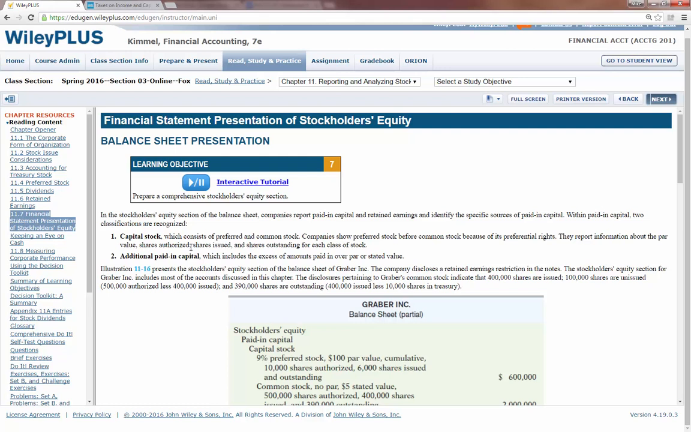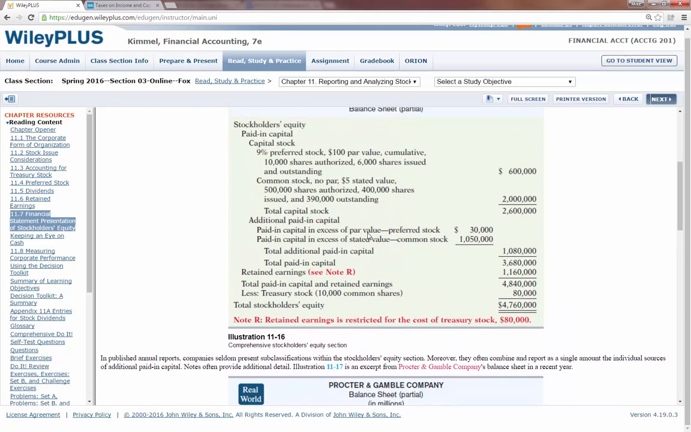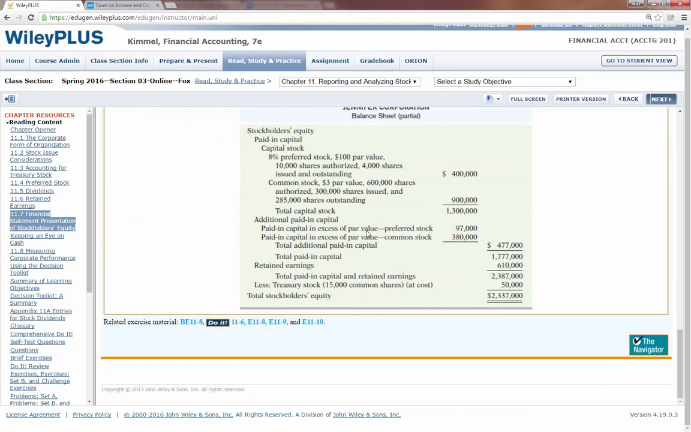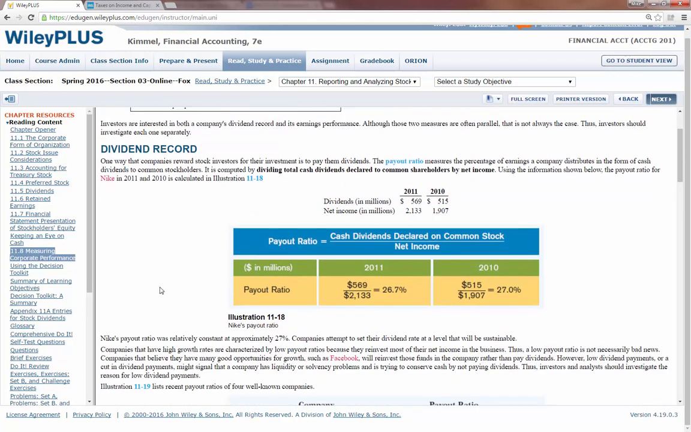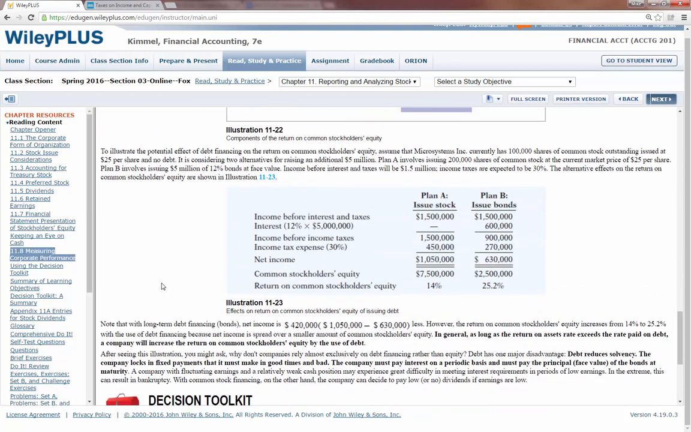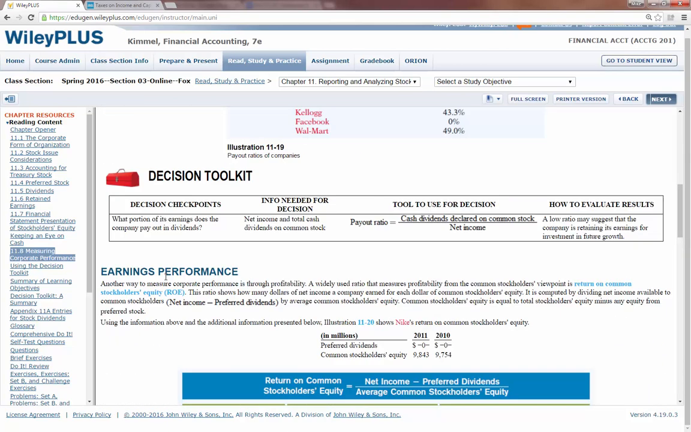All right. Again, balance sheet presentation. They want you to understand how all of this stock looks on the balance sheet in the stockholders' equity section. So you got to know how to do that yourself. And then you should probably know how to calculate the payout ratio and the return on common stockholders' equity. That's the two biggies they give you this chapter.